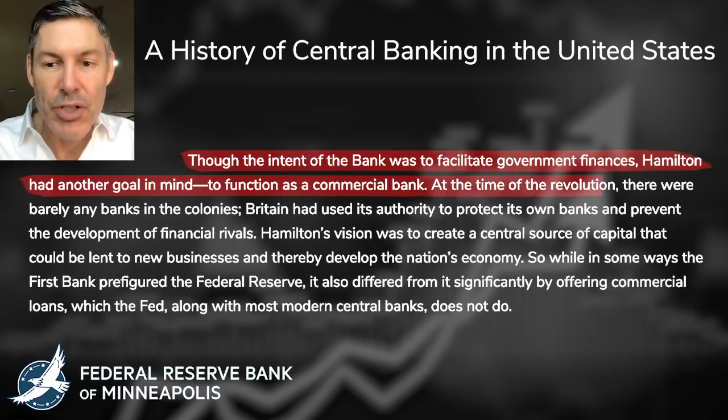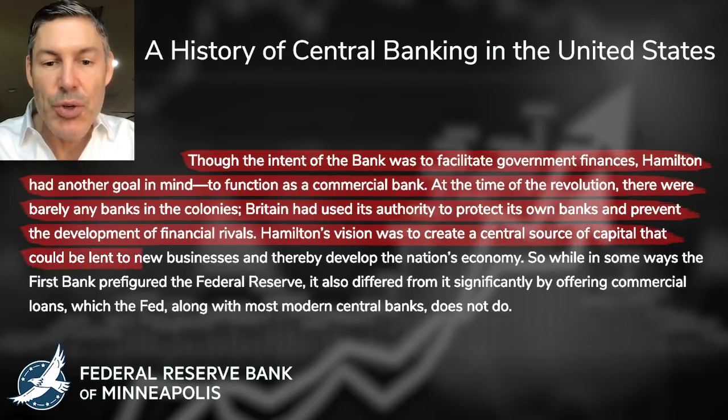At the time of the Revolution, there were barely any banks in the colonies. Britain had used its authority to protect its own banks and prevent the development of financial rivals. Hamilton's vision was to create a central source of capital that could be lent to new businesses and thereby develop the nation's economy. So while in some ways the first bank prefigured the Federal Reserve, it also differed from it significantly by offering commercial loans.